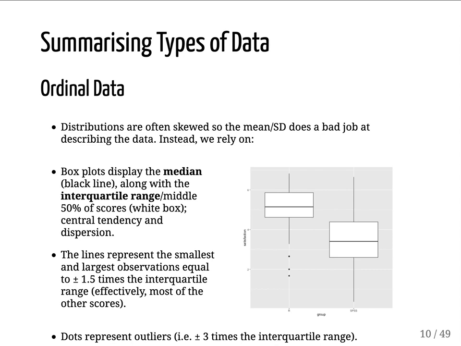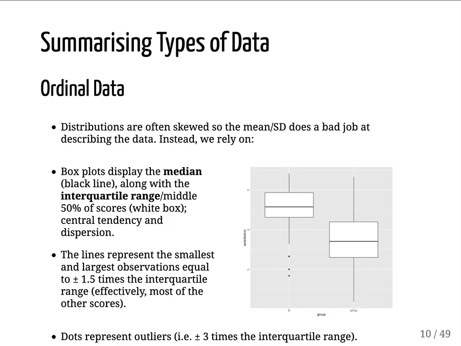Now, we've also got some whiskers on the plot here, which show essentially where scores within 1.5 times the interquartile range lie, so how big that bound is. So this is effectively most of the rest of the scores.